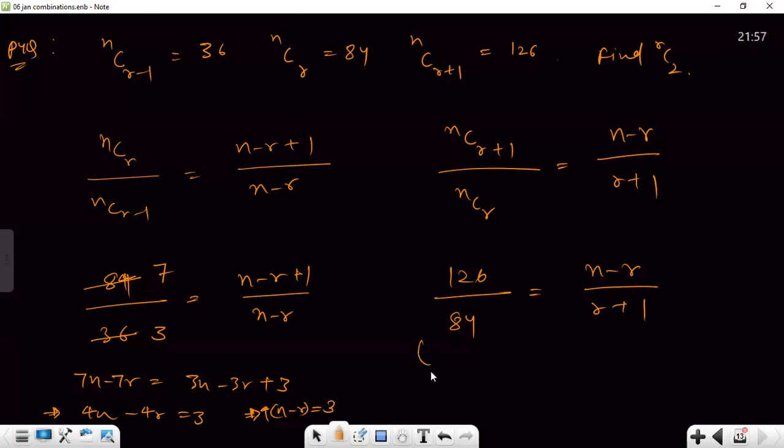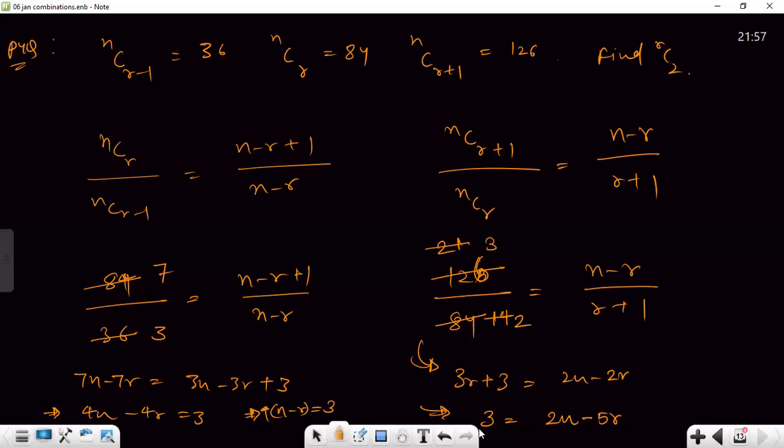From here, this can be multiplied by 6, and this will also be multiplied with 6. 6 2s are 12, 6 1s are 6, 6 14s are 84. We can divide them both by 7. 7 2s are 14, 7 3s are 21. Let's cross multiply: 3r plus 3, 2n minus 2r. Let's get all the variables on the right hand side. 3 is equal to 2n minus 5r.